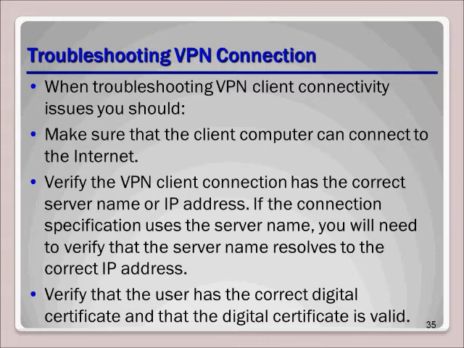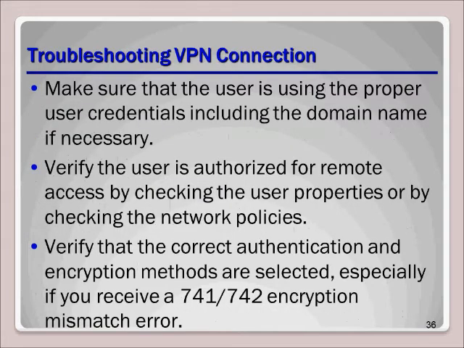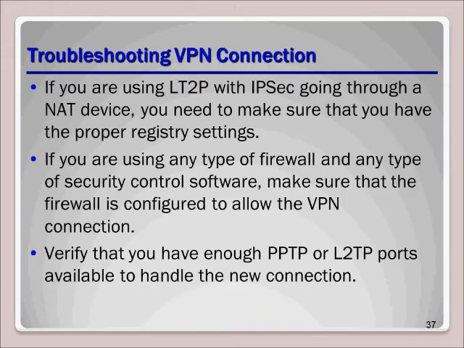To finish up this section, troubleshooting VPN client problems is discussed. Unfortunately, many of the errors that are displayed are very generic and are not much help in solving the problem. The checklist listed in the lesson is a good place to start. Make sure the user is using the proper user credentials. Verify the user is authorized and verify the correct authentication and encryption methods are selected.